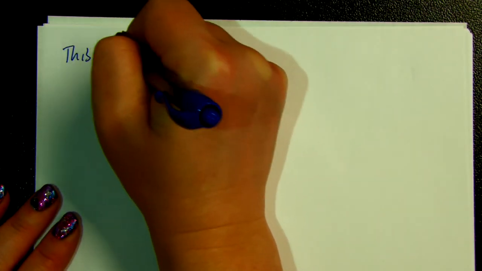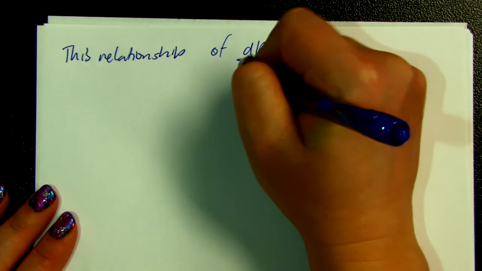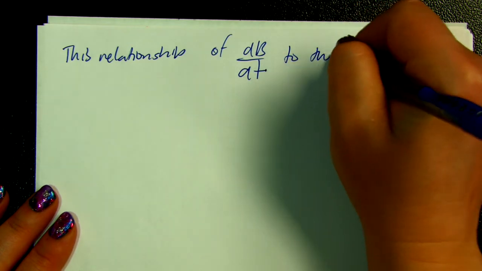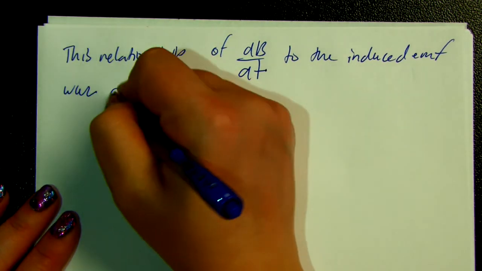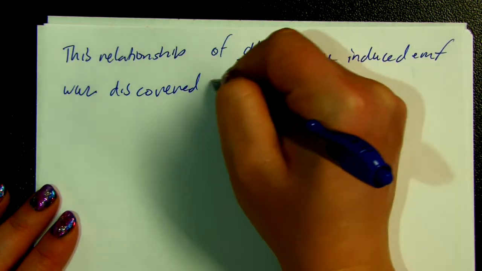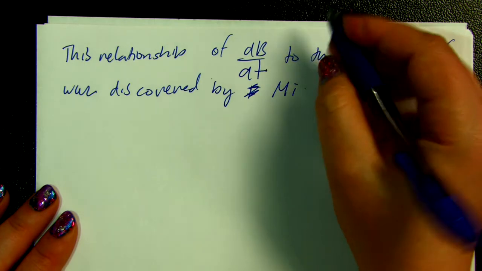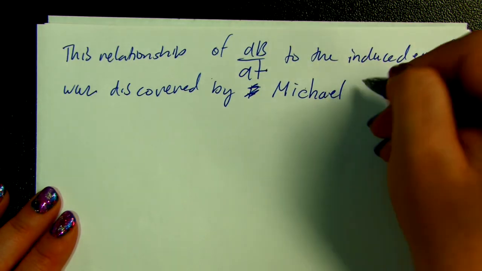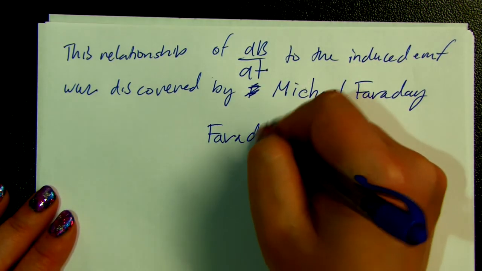Okay, so moving on. So this relationship of the time-varying magnetic field to the induced EMF was discovered by Michael Faraday. Very interesting physicist. I highly recommend reading more about his life. And so we denote this as Faraday's law.